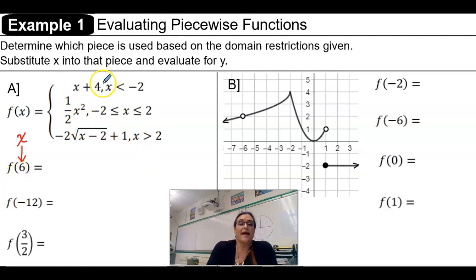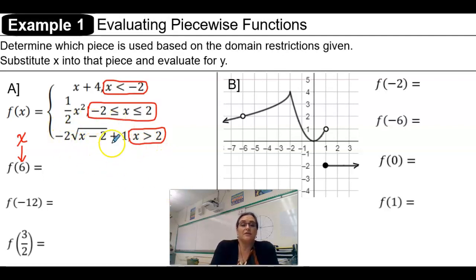So remember, anything after the comma is part of the subdomain. So is 6 less than -2? And that answer is no. So then I look at the next one, and those are x's defined from -2 to 2 inclusive. Is 6 between -2 and 2? And that answer is no. So then I look at the next subdomain, and is 6 strictly greater than 2? That answer is yes. So I'm going to use the function in front of that subdomain.